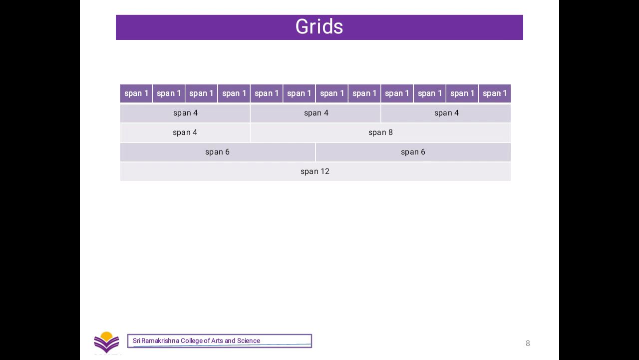A sample layout of the grid is shown here. The first row has 12 columns. The second row has 3 columns, that is, 4 columns are grouped together equally. The third row has unequal columns, that is, 4 and 8 columns are combined together. The fourth row has 2 columns equally divided. In the fifth row, all 12 columns are grouped into one.